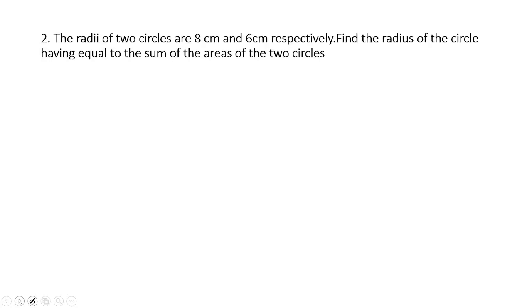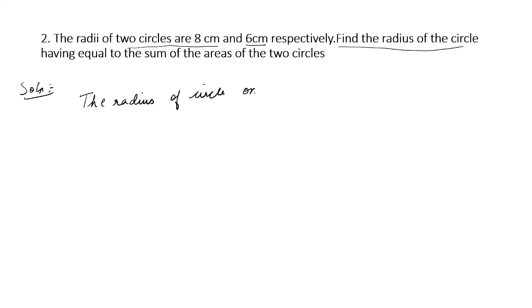Quickly, let's move on to the second question. The second question is: the radii of two circles are 8 centimeter and 6 centimeter respectively. Find the radius of the circle. Okay, so first let us write this: radius of circle 1. We're talking about two circles, so circle 1 is equal to 8 centimeter and radius of circle 2 is equal to 6 centimeter. The notation you write this as r1 and r2.